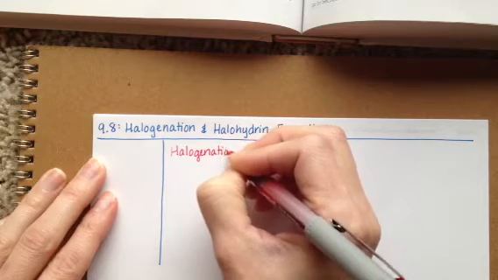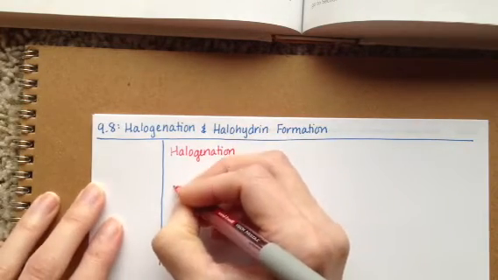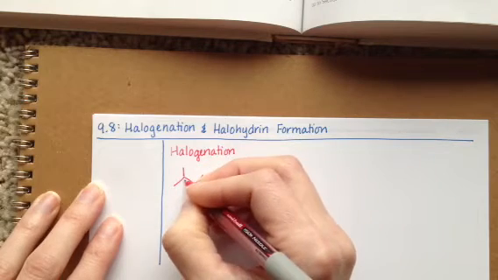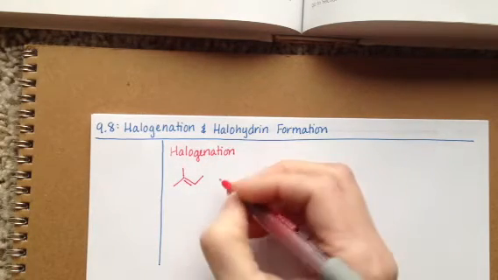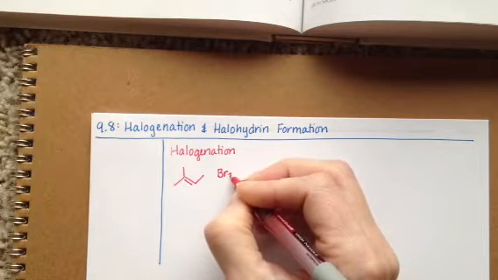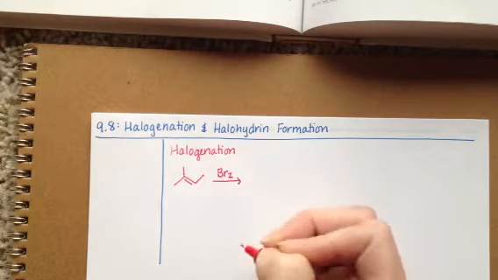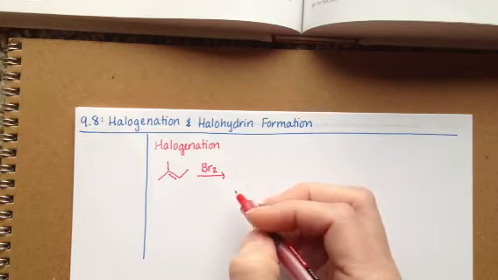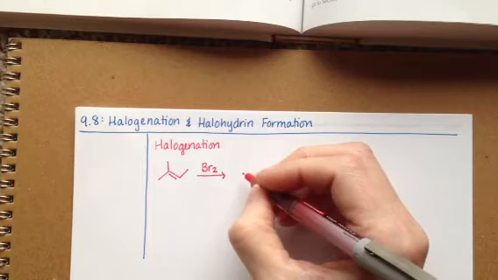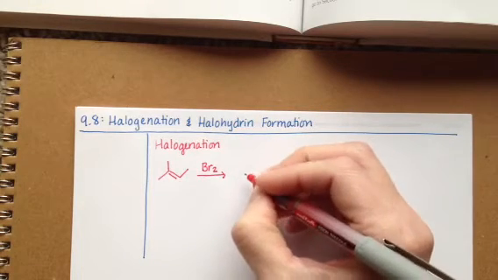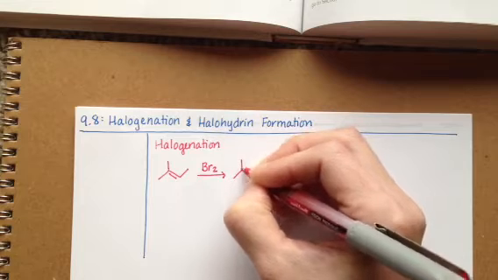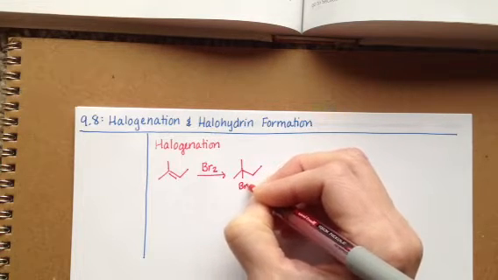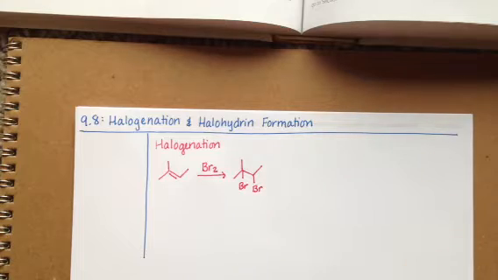Starting with halogenation, the generic reaction is to take an alkene and react it with a halogen molecule. This is usually done in a chlorinated solvent like CCl4 or CH2Cl2, although your textbook doesn't indicate solvent in these reactions, so we won't worry about adding that to our notes as well. And we get the halogen adding across the double bond, syn, both halogens in the same direction.